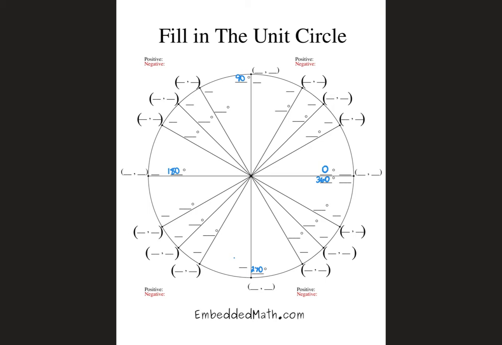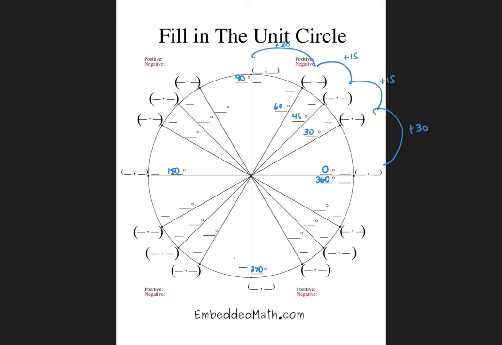Now the pattern for the degrees is 30, 15, 15, 30. So from the first one, I add 30. 0 plus 30 is 30. Then I add 15, that's 45. Then I add 15, that's 60. Then I add 30, and I get to 90.